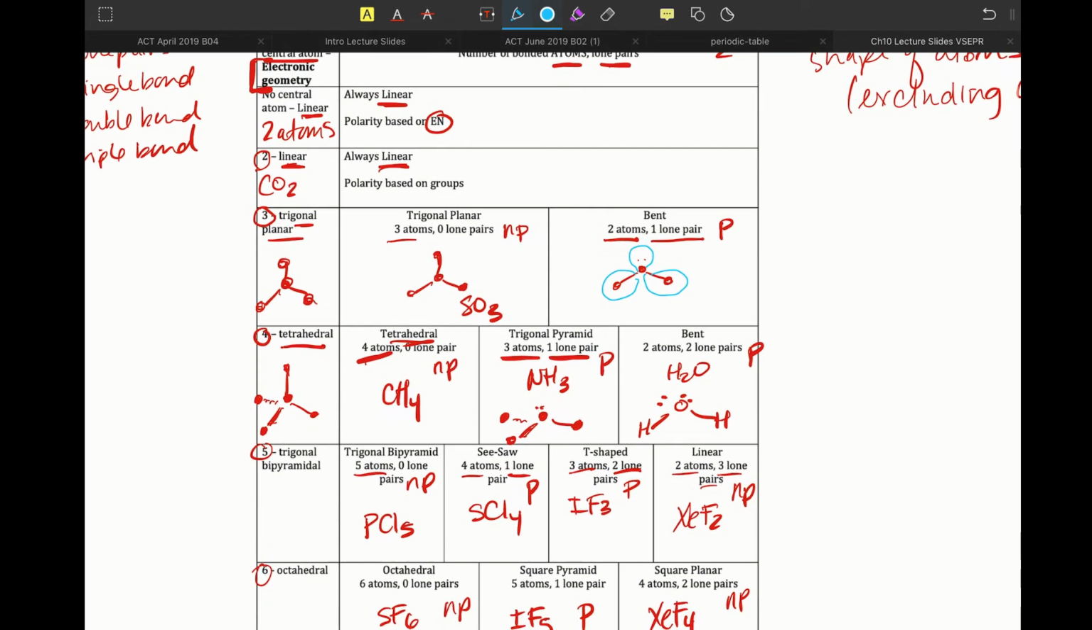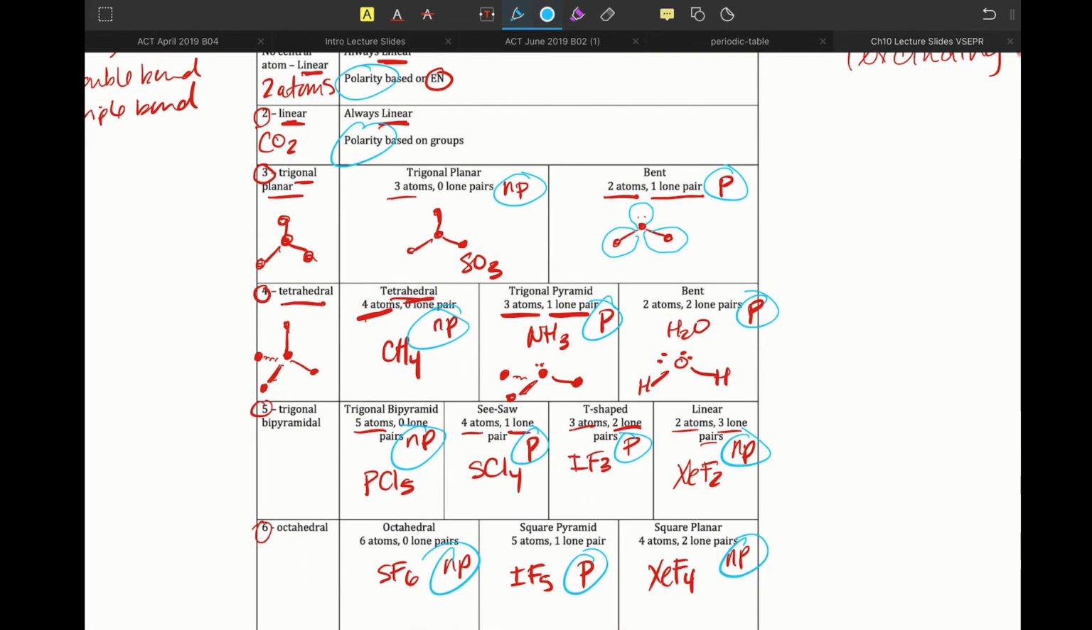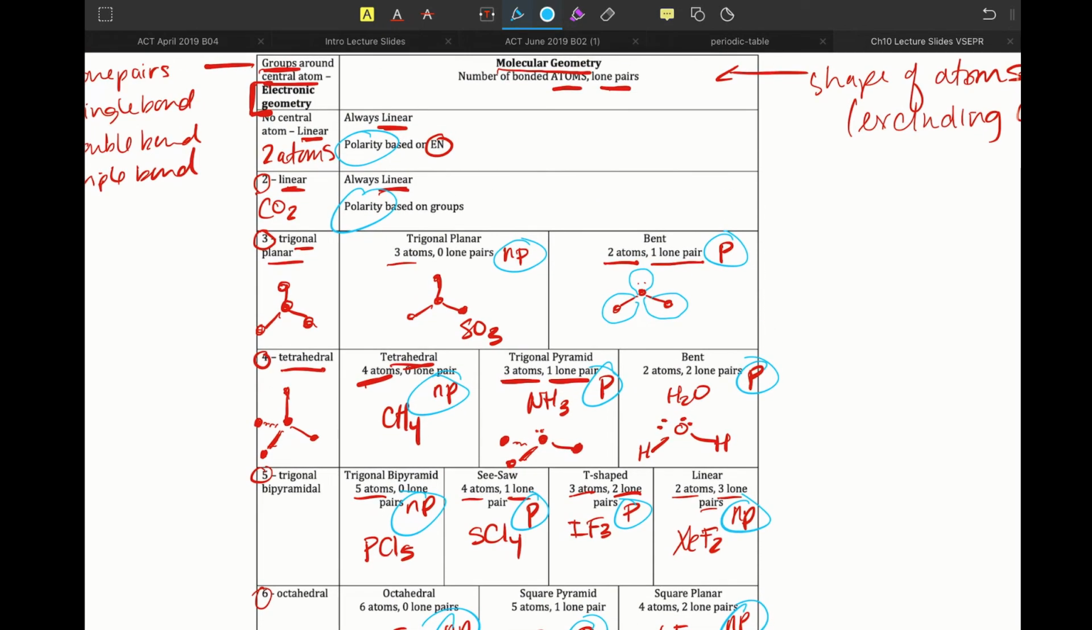All right, so again, your polarity. It might benefit you to go ahead and jot these down on your table, and that will be helpful to you. Do be mindful, when we talk about labeling something as polar or nonpolar based on this, we are making one huge assumption. We are making the assumption that all of the atoms that are bonded are the same.